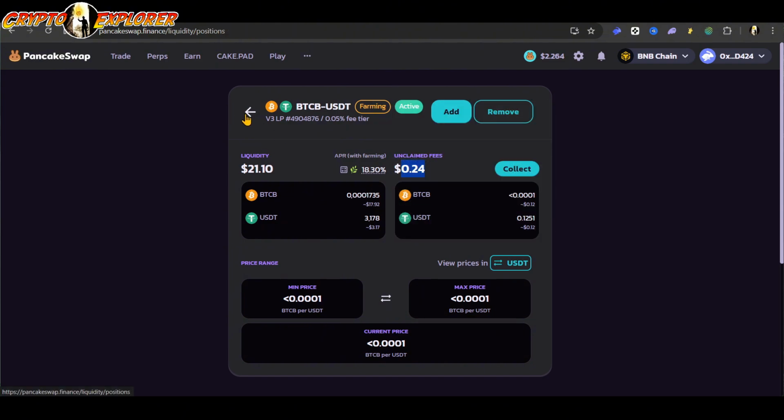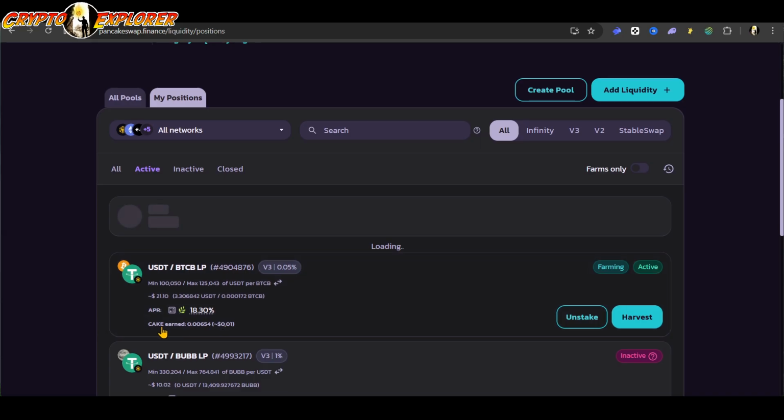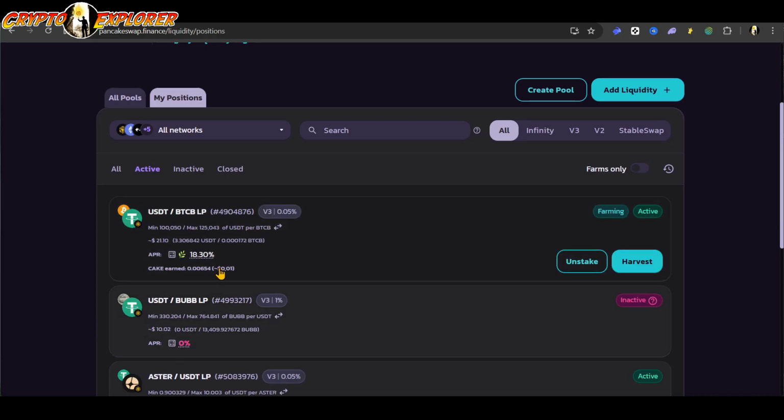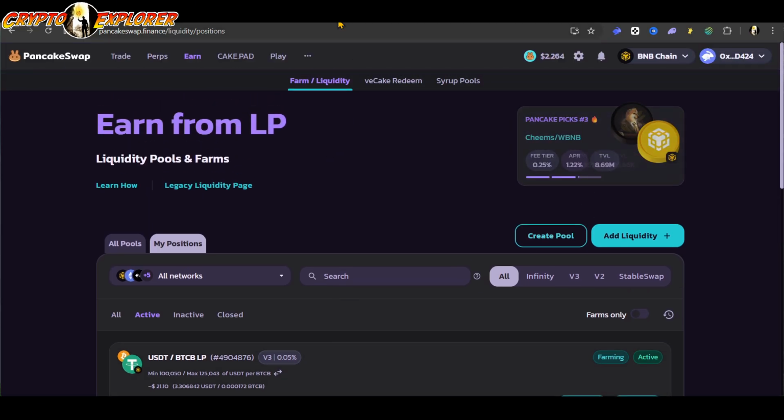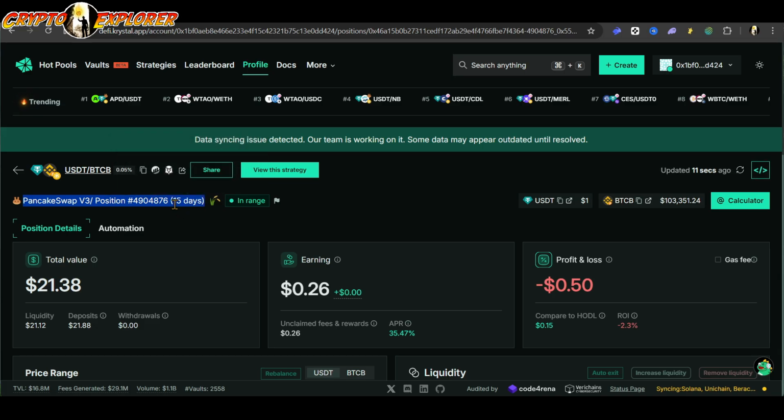I think it might be because I have some cake also farming here. So yeah, probably that's that. Although the cake earnings are just nothing, are virtually zero. It's not even a cent. But back here on Crystal, you can see how old the position is. So I deployed this 15 days ago. So in 2 weeks, I earned already over 1% on my initial. I'm a bit down, but remember, that's because Bitcoin price is fairly low within the range that I set.